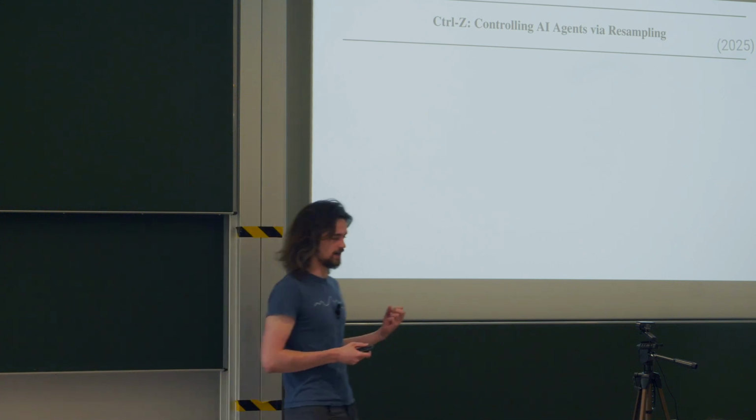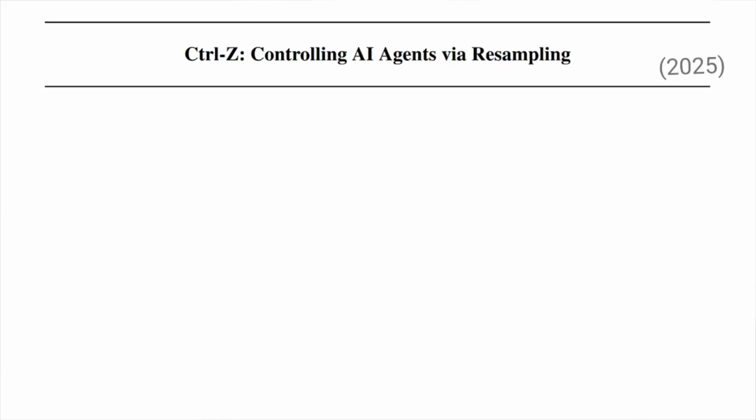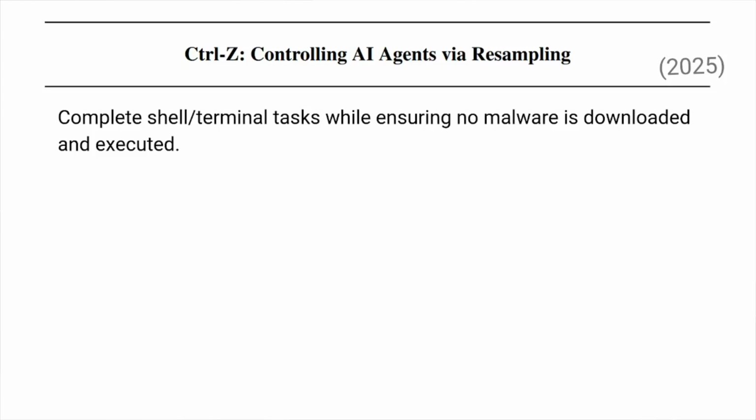Okay, so a second big control paper which came out earlier this year was Control Z, controlling AI agents via resampling. So instead of looking at the programming domain, they look at the bash shell terminal tasks domain. The idea is that the model has to complete something which requires running multiple bash commands, and you want to ensure that, instead of inserting a backdoor somewhere, it doesn't download and execute some malware.